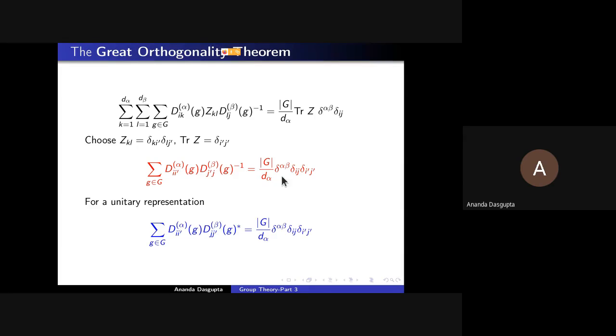Doesn't look like a huge difference, but notice that this is for a different matrix. The two matrices here are different. One is for G, the other is for G inverse. Here you have matrices both for G multiplied together.